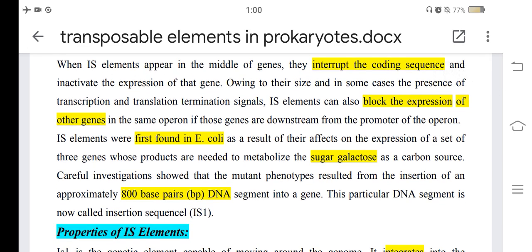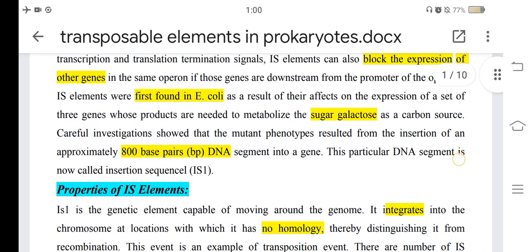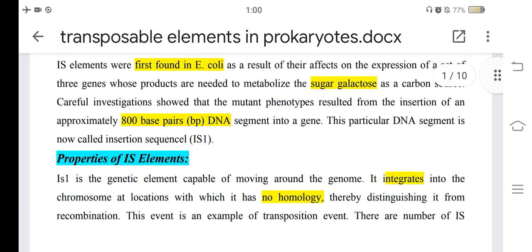IS elements were first found in E. coli as a result of their effect on the expression of a set of 3 genes whose products are needed to metabolize the sugar galactose as a carbon source. Careful investigation showed that the mutant phenotypes resulted from the insertion of an approximately 800 base pair DNA segment into a gene. This particular DNA segment is now called insertion sequence 1.